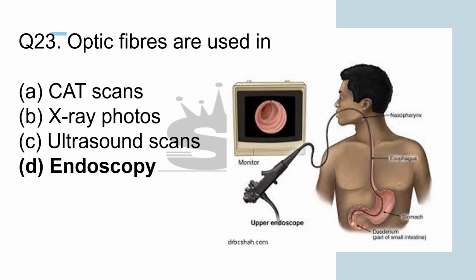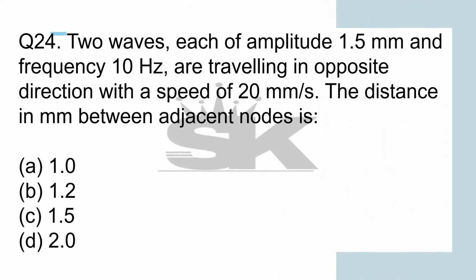Next question. Two waves, each of amplitude 1.5 mm and frequency 10 Hz, traveling in opposite directions with a speed of 20 mm per second. The distance in mm between antinodes and nodes. Okay.